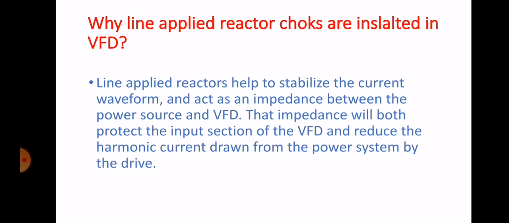Why are line applied reactor chokes installed in VFD? Line applied choke reactors help to stabilize the current waveform and act as an impedance between the power source and VFD. That impedance will both protect the input section of the VFD and reduce the harmonic current drawn from the power system by the drive.